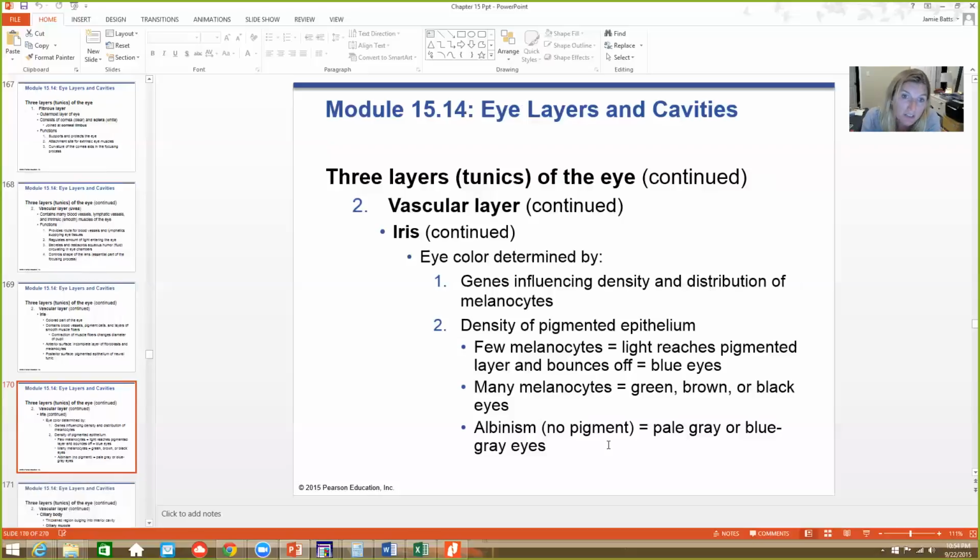Eye color is determined by genes, and also by the density and distribution of melanocytes, which is, again, coded for by your genes. So the density of the pigmented epithelium is key. If you have very few melanocytes in that area, then your eyes are going to be lighter. If you have lots and lots of melanocytes, then your eyes are going to be darker. If you have no pigment, then they're going to be a pale gray or a blue-gray color.